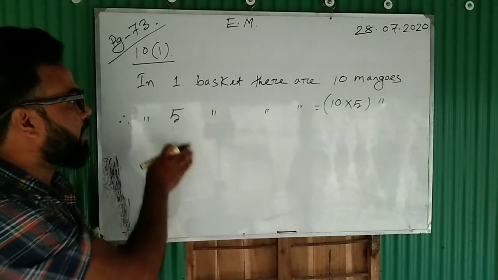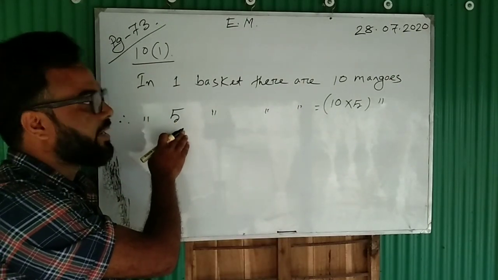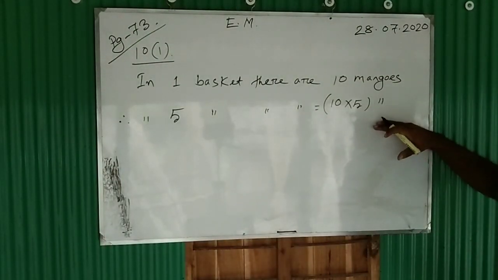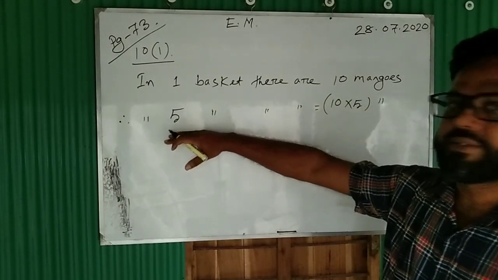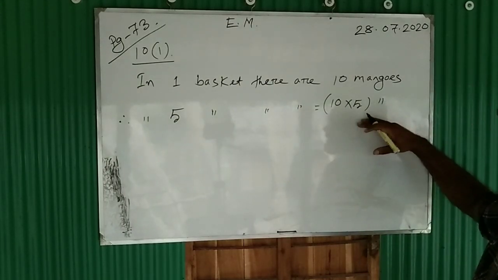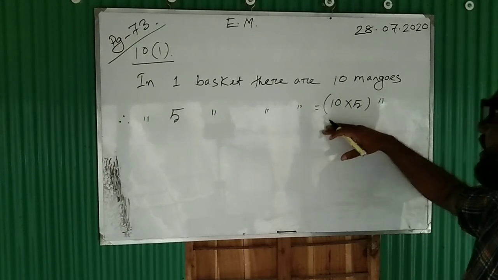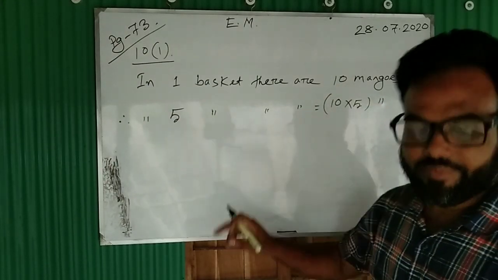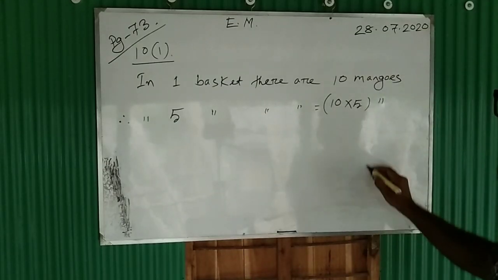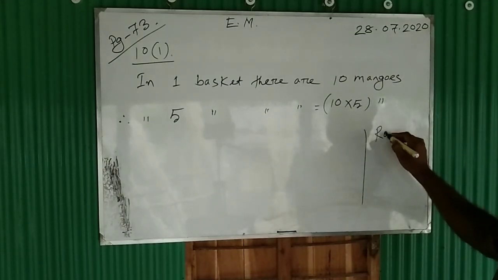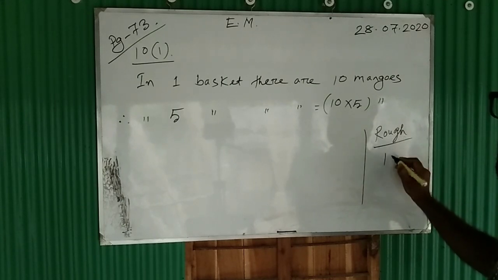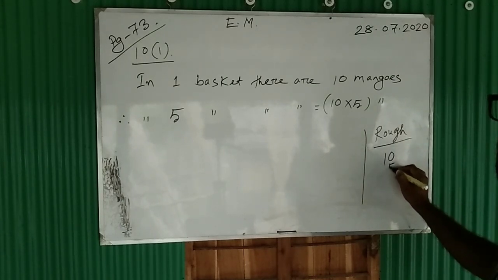Since the number of baskets is increased, the number of mangoes will be increased. And in this case, we multiply 10 by 5. Now, show the graph. 10 multiply by 5.